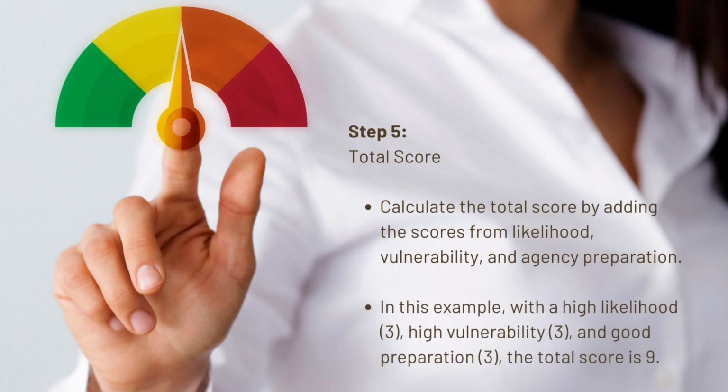Step 5 is total score. Calculate the total score by adding the scores from likelihood, vulnerability, and agency preparation. In this example, with a high likelihood, high vulnerability, and a good preparation, the total score is 9.